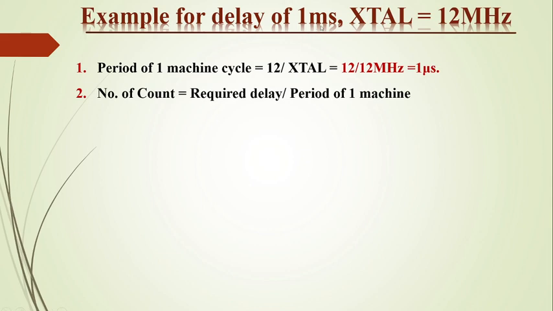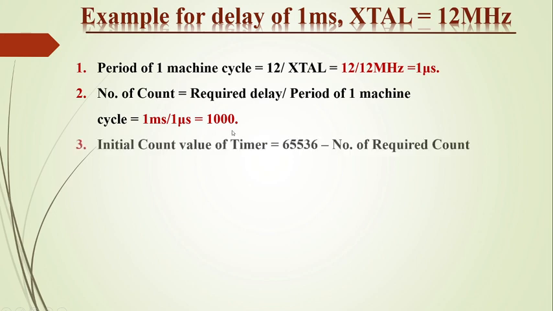So our required delay is 1 millisecond divided by the period of one machine cycle, that is 1 microsecond. So we get 1 millisecond divided by 1 microsecond, that is 1 × 10^-3 divided by 1 × 10^-6. So we get the count 1000.